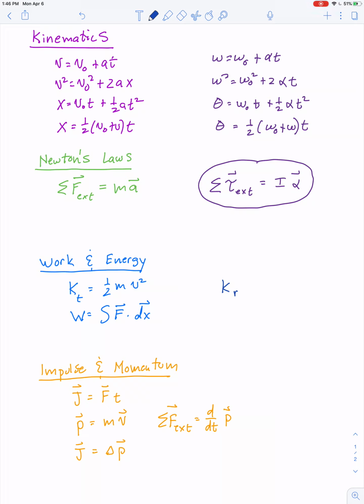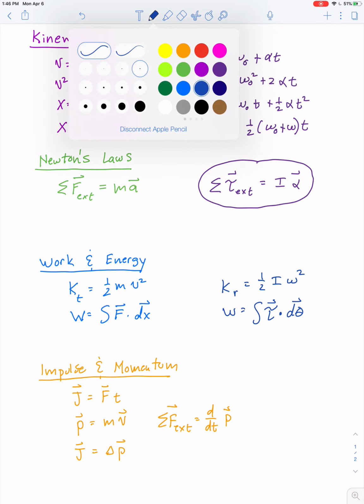Rotational kinetic energy is equal to 1/2 times rotational inertia times angular speed squared. And work can also be found by taking an integral of the dot product of a torque vector with incremental angular displacement.